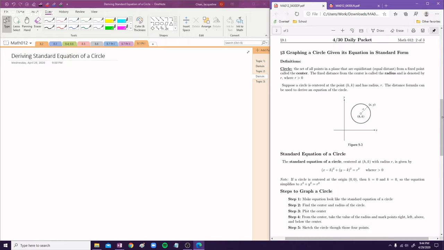A circle is the set of all points in a plane that are equidistant, meaning equal distance, from a fixed point called the center. The fixed distance from the center is called the radius, and it is denoted by r, where r is greater than 0. So the radius has to be greater than 0. Right? So what does it mean?